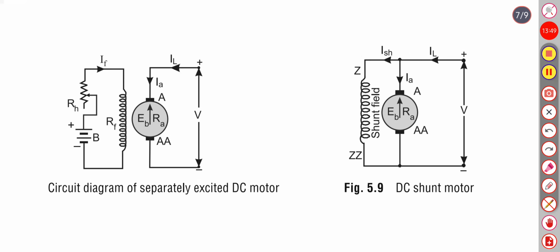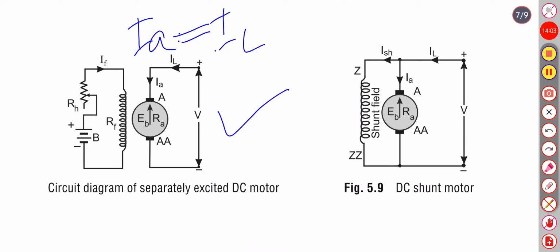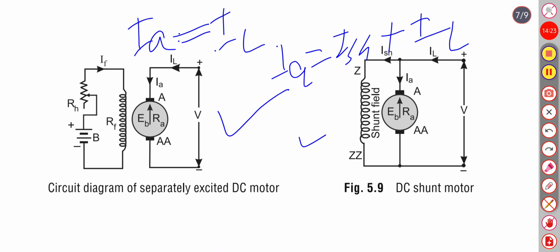These are the two circuits. This is the separately excited DC motor. Here Ia equals IL, and here this is the self-excited DC shunt motor. IL equals Ia plus Ish, the current flowing in the shunt winding. This is IL and this is Ia, the armature current.